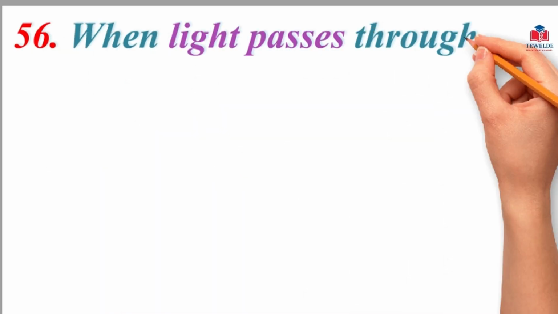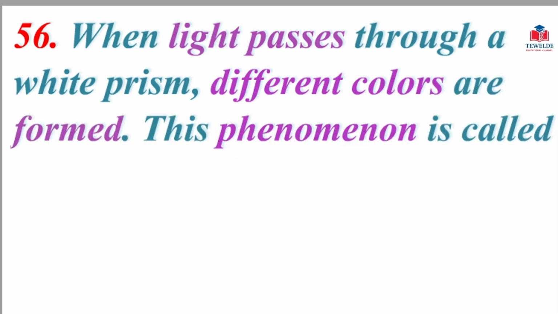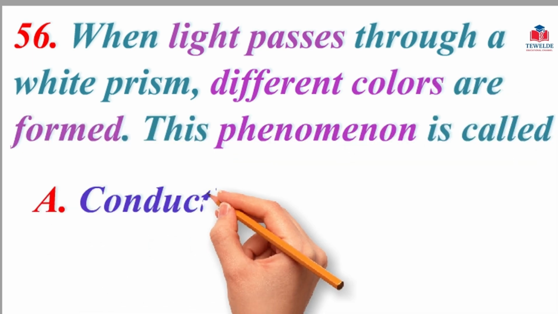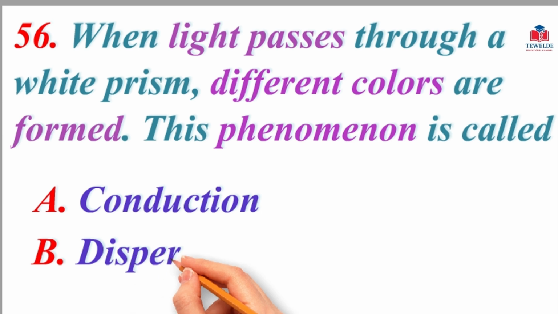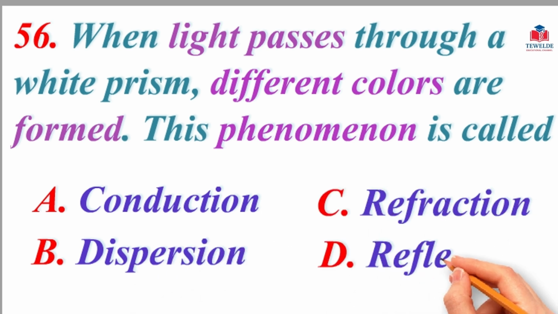Question number 56. When light passes through a white prism, different colors are formed. This phenomenon is called A. Conduction, B. Dispersion, C. Refraction, D. Reflection.